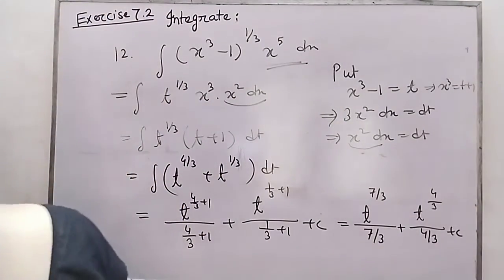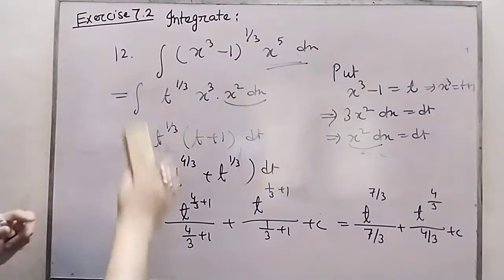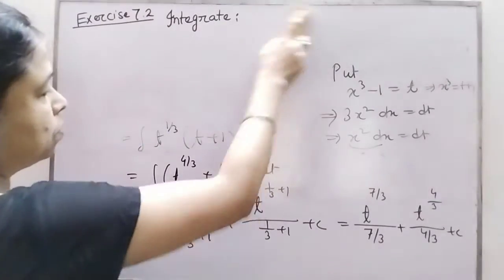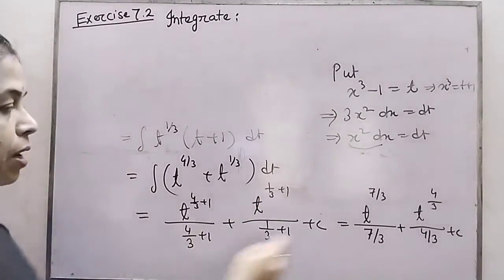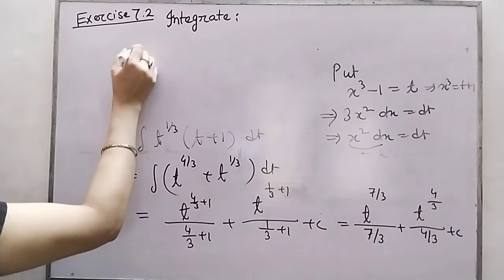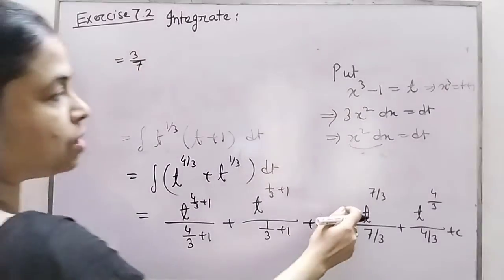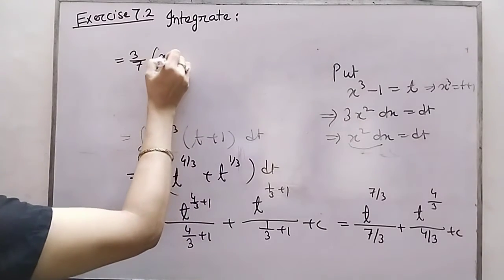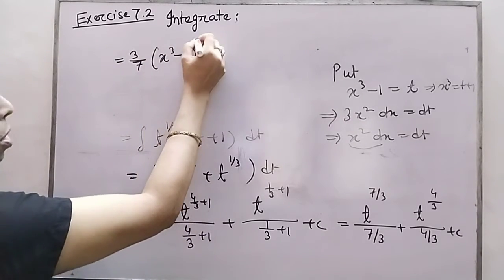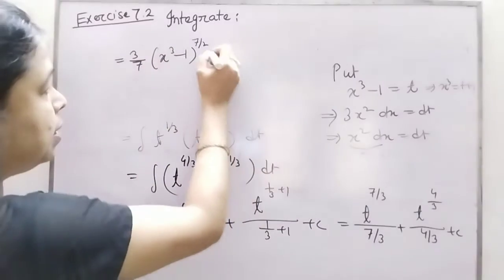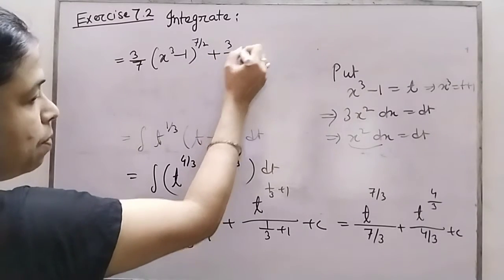Now let us write down the constant as a product. Take reciprocal. On doing the reciprocal part, it will be equal to 3 by 7. In the place of t, let us substitute this, that is x cube minus 1 whole to the power 7 by 2. And here also taking reciprocal, this is 3 by 4.